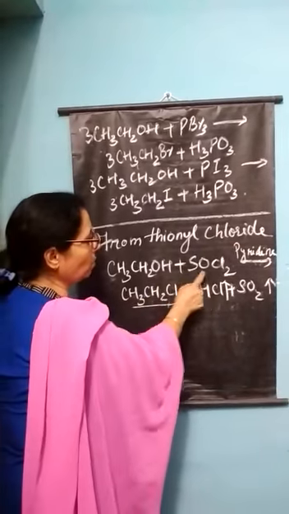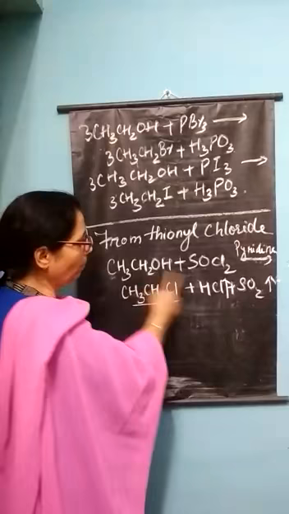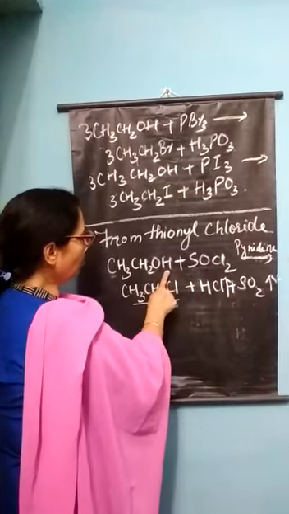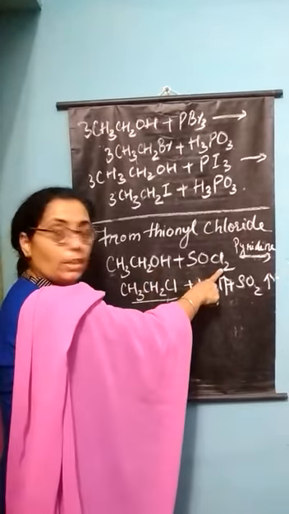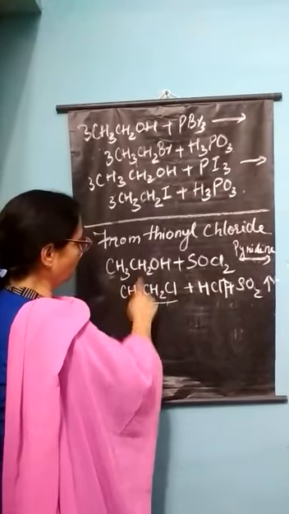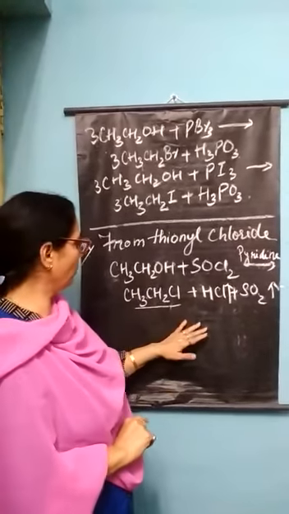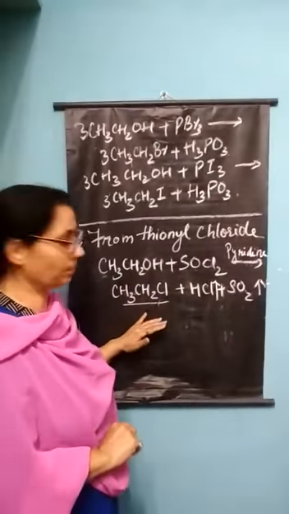This is thionyl chloride, SOCl2, where SO reacts with another O of the alcohol and forms SO2. H of the alcohol reacts with one of the chlorines and forms HCl. The remaining one chlorine reacts with the alkyl part and forms alkyl halide. So this is the best method considered for the preparation of alkyl halide.